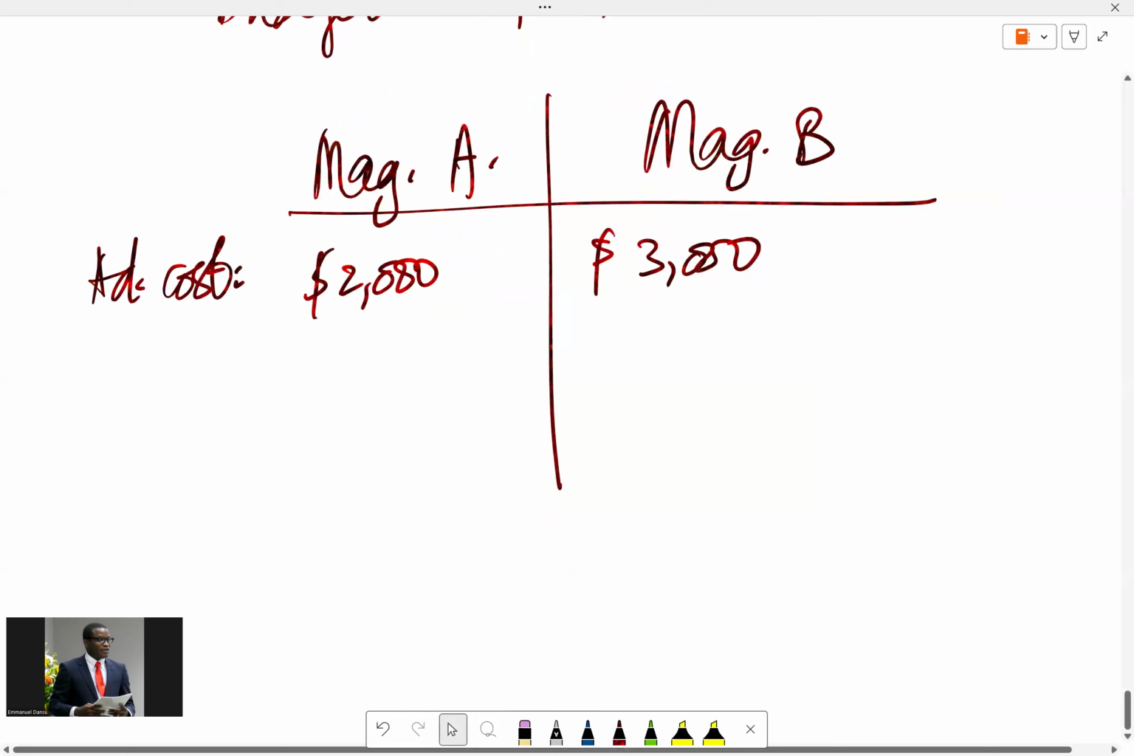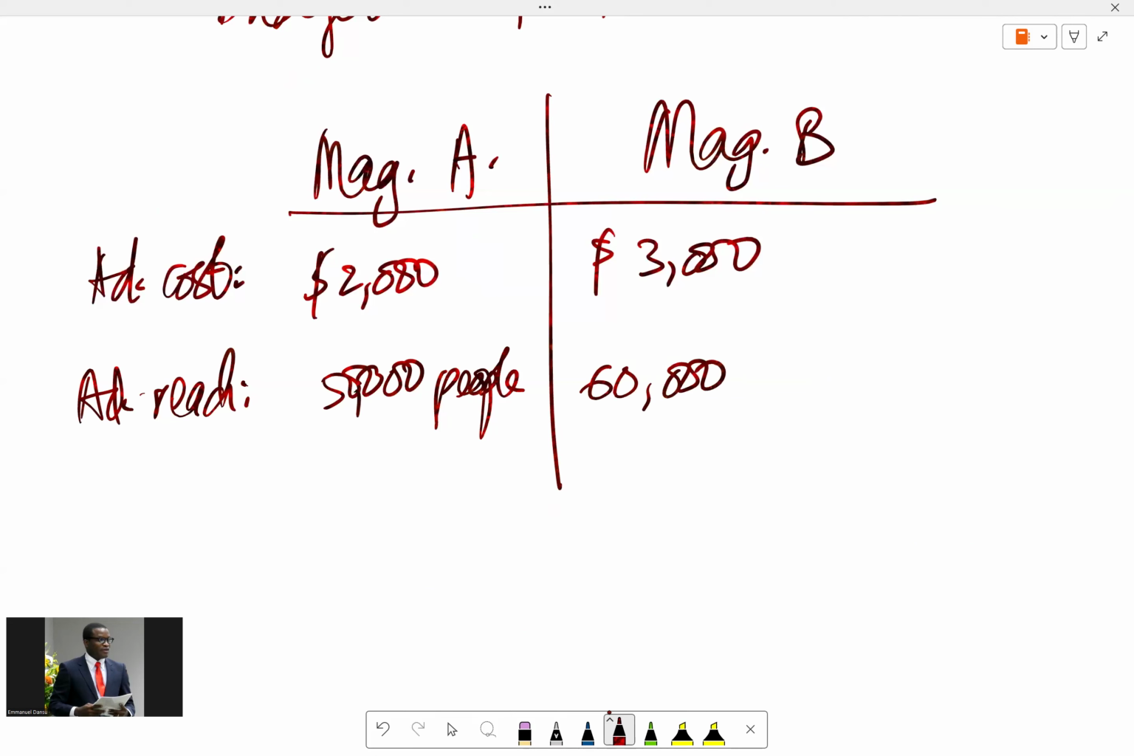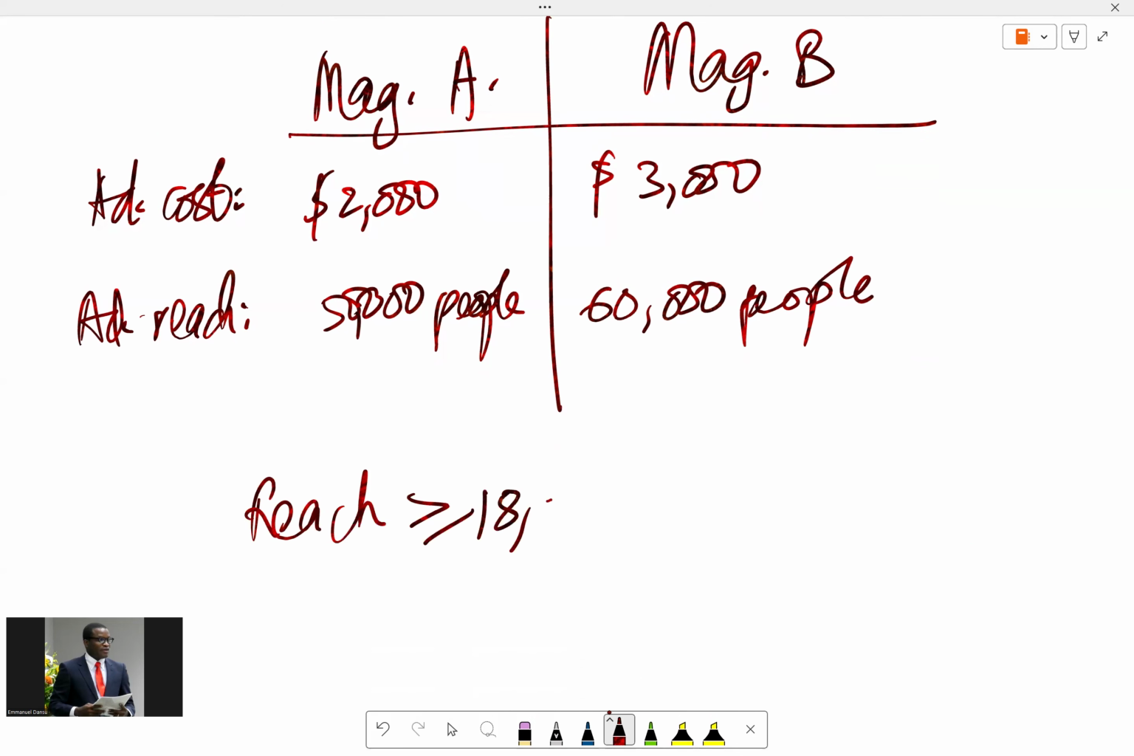Then each ad in magazine A reaches 50,000 people. So you can say add reach. Each one in A reaches 50,000 people, and each one in B reaches 60,000, not money now, 60,000 people. Now it's people. Okay. Then what else do we have? The company wants to reach at least 180,000 people. So we want reach to be greater than or equal to 180,000.